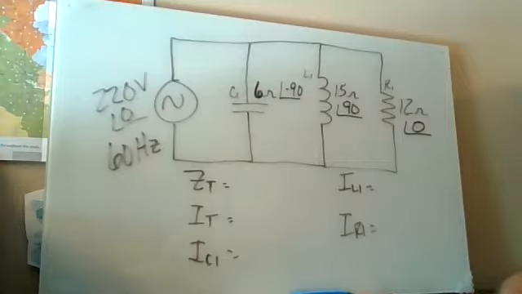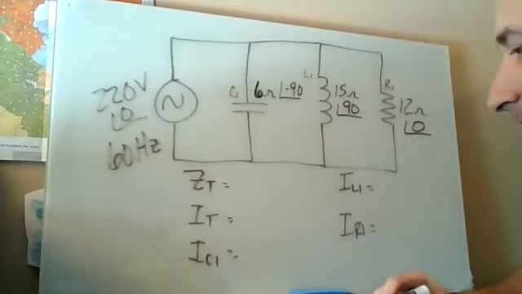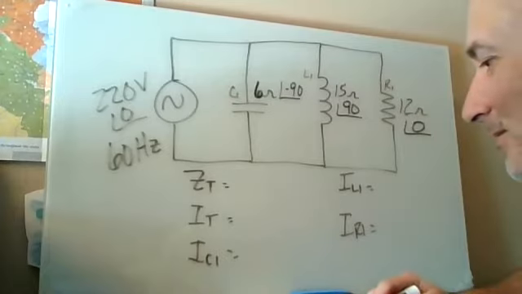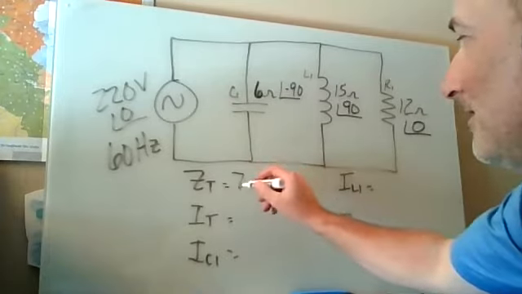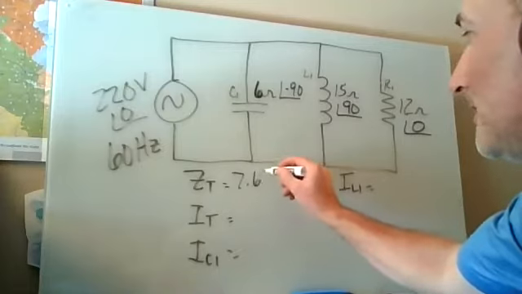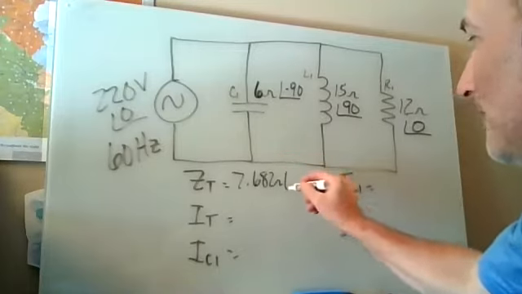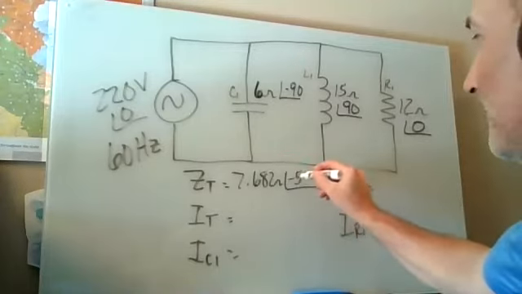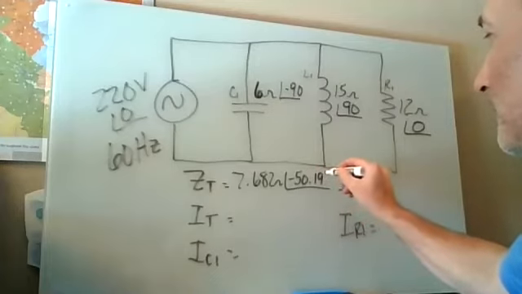33 ohm. I got 15 ohms with an angle of 36.870. Uh-oh. I think, anybody get anything different? Yeah, I got 7.682 ohms at an angle of minus 50.194. That's what I had too. 7.682 ohms at an angle of negative 50.194.